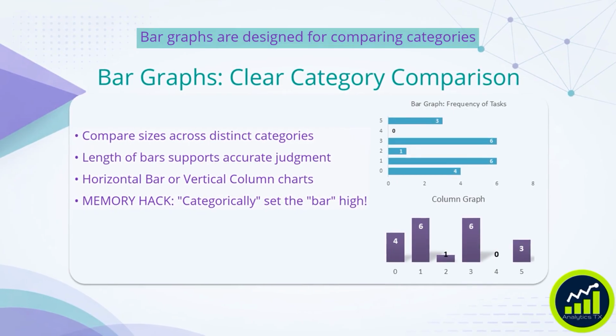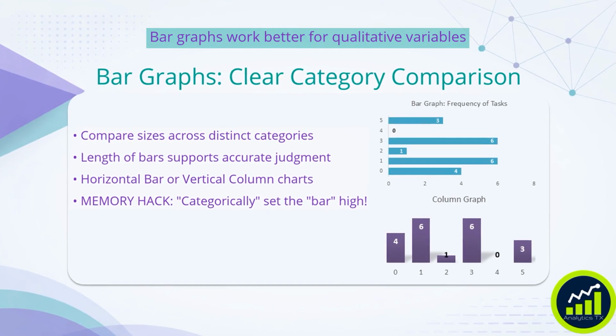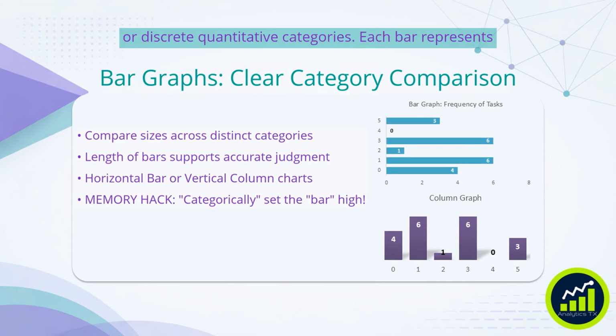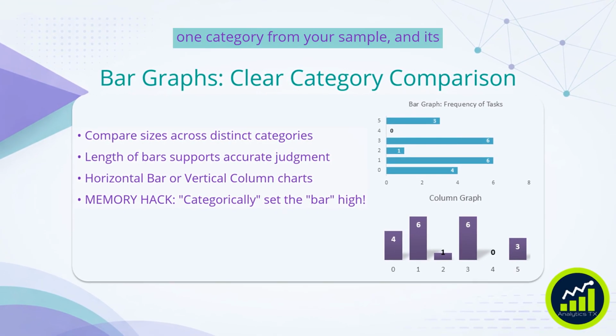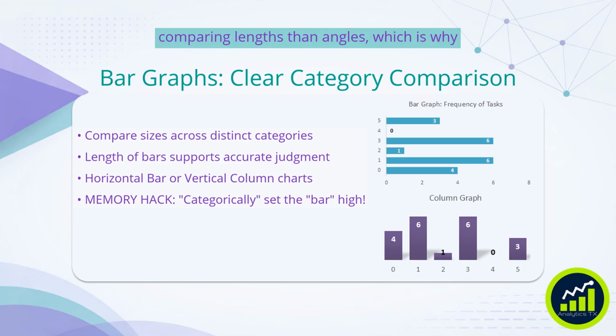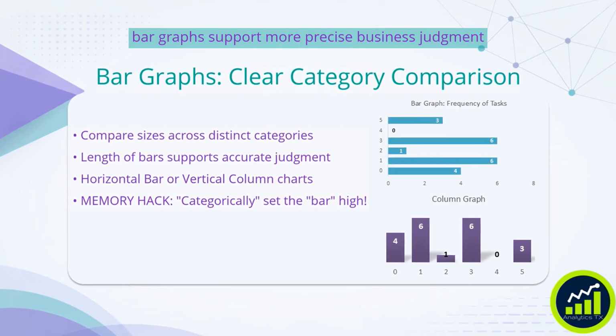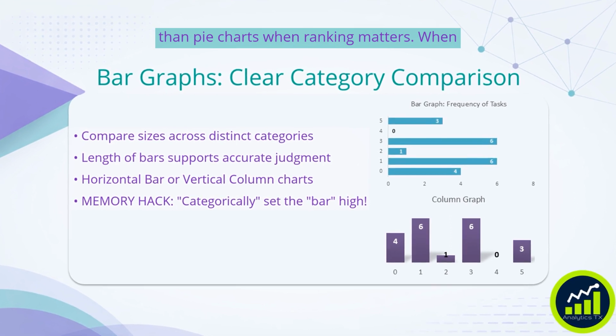Bar graphs are designed for comparing categories such as regions, products, or survey answers. Bar graphs work better for qualitative variables or discrete quantitative categories. Each bar represents one category from your sample, and its length or height shows how big that category is. People are naturally better at comparing lengths than angles, which is why bar graphs support more precise business judgment than pie charts when ranking matters.